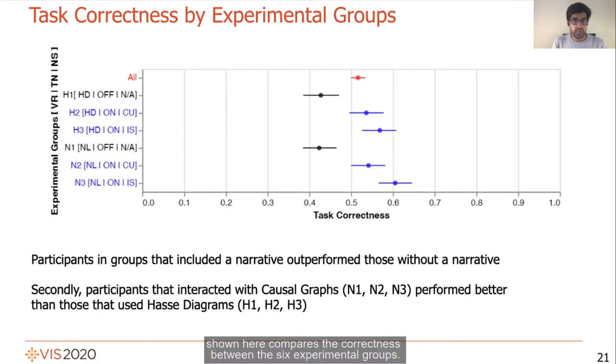The first result shown here compares the correctness between the six experimental groups. As we can see, the conditions for the textual narratives, which is H2, H3, N2, and N3, performed better as compared to conditions without the narratives, the H1 and the N1.